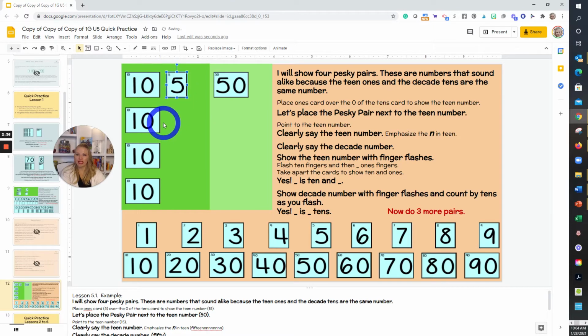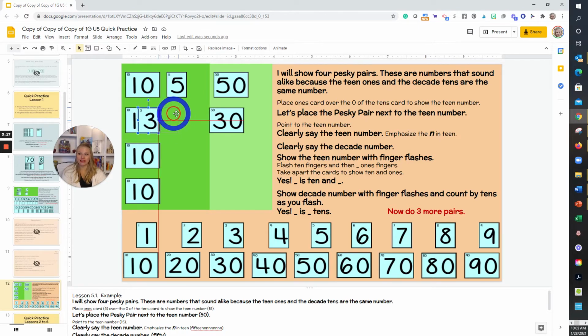Boys and girls, let's make a new teen number. 10 and 3 make, class, 13. Let's finger flash 13. 10 and 3 make 13. Boys and girls, let's use its pesky pair. Say this number. 30. Boys and girls, finger flash 30. 10, 20, 30. 30 has how many tens? 3. 13 has how many tens? 1 and 3 extra ones.